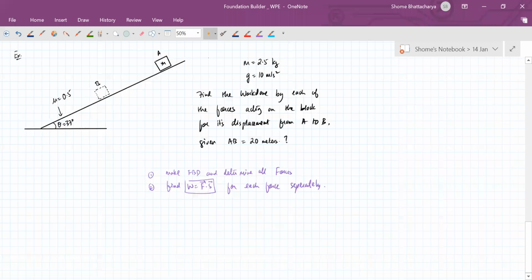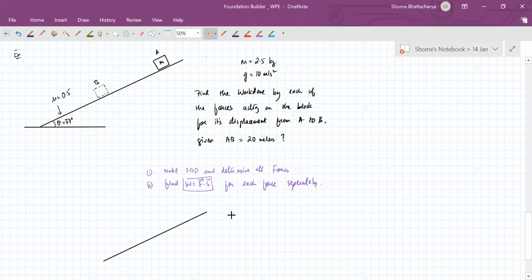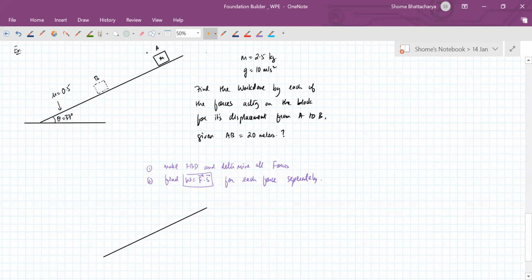Okay, so let's start up by looking at the free body diagram. So work done by which force, Ruxar? You have to specify each of the forces, huh? Whether it is the work done by weight or work done by the normal reaction force or the work done by the frictional force.